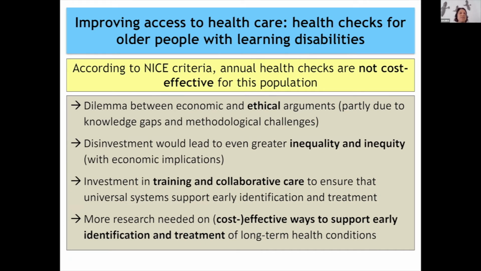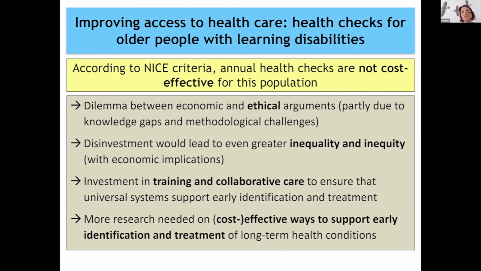According to NICE criteria, that's not cost effective. They have a threshold, as Martin presented, between £20,000 and £30,000, so this is far above the threshold. That put NICE and the guideline committee in quite a dilemma, because obviously you don't want to say that we shouldn't have annual health checks. It's a situation where the economic argument is maybe not the most important one, and there are also a lot of ethical arguments to consider.